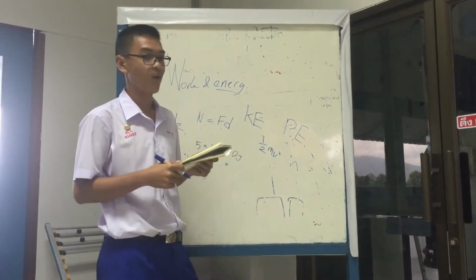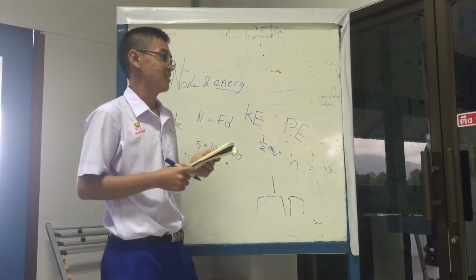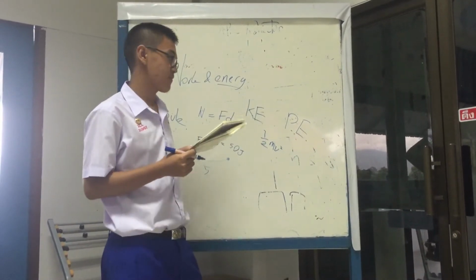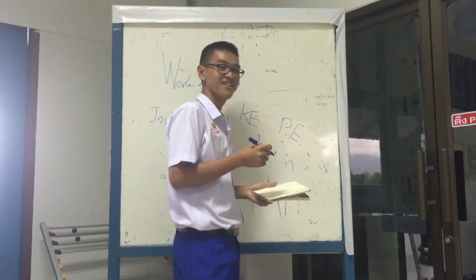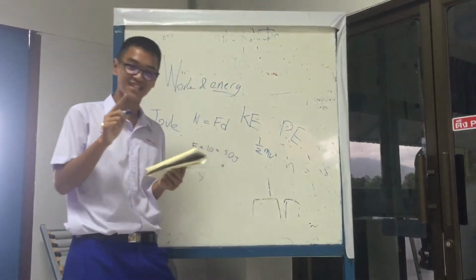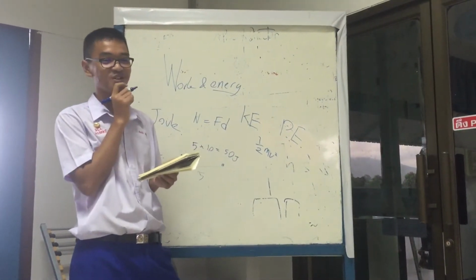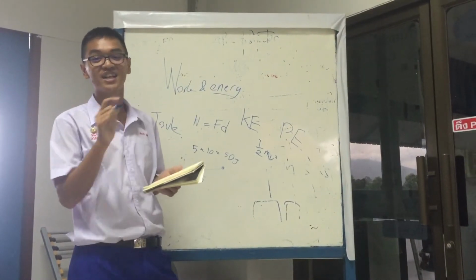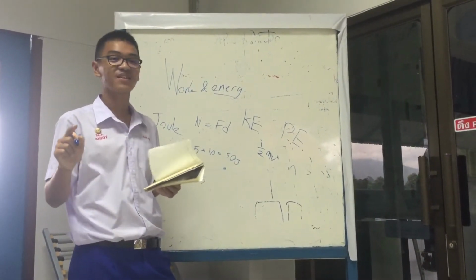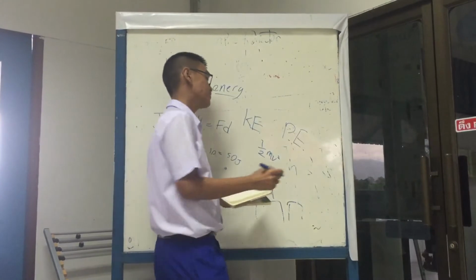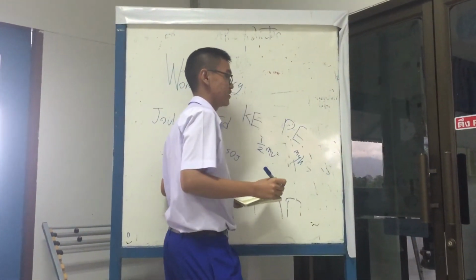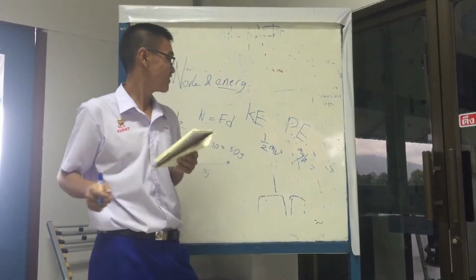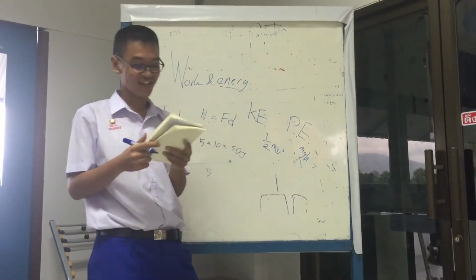And potential energy is for the steady, the stationary object at a height. We can use mgh for this P.